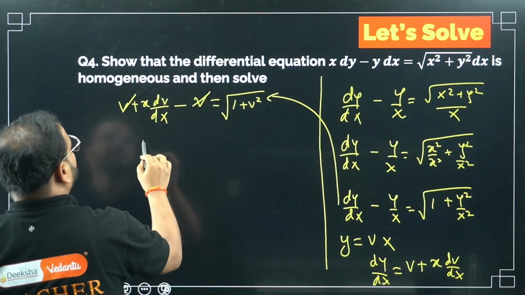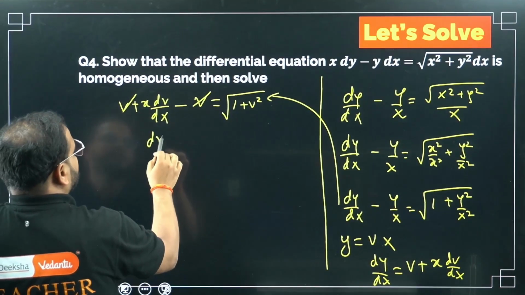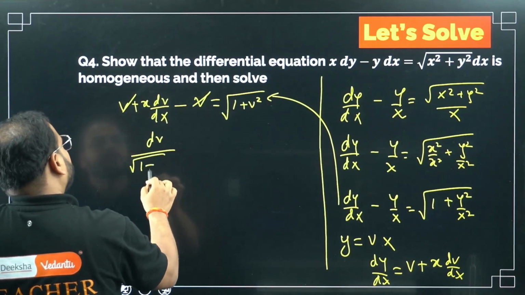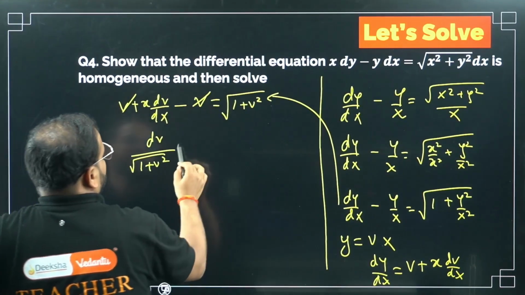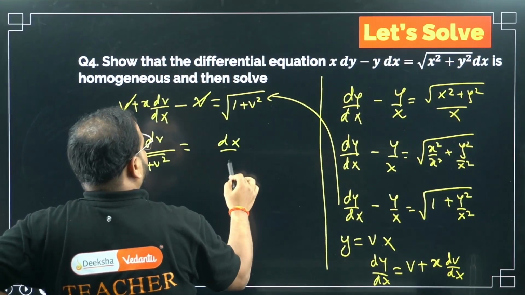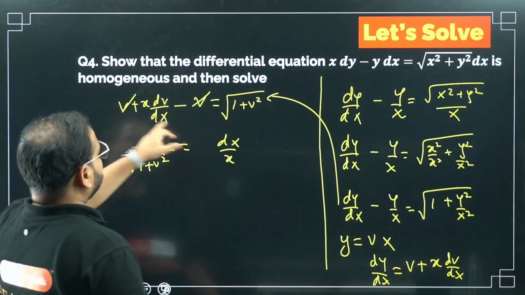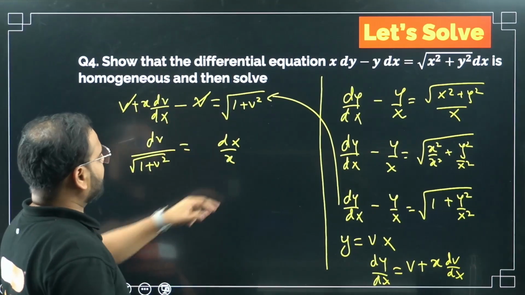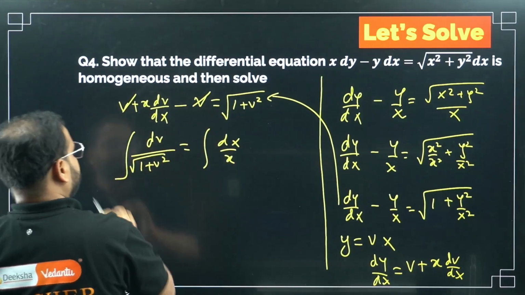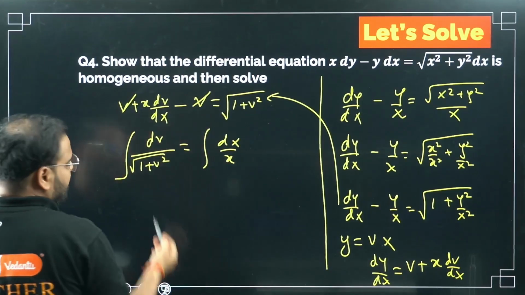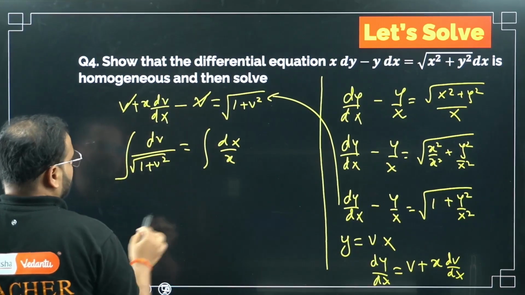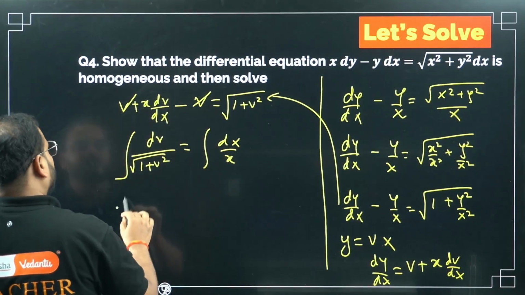What are you going to get? We'll have dv upon 1 plus v square. Okay, this will be dx upon x. Correct? I can bring the dx over here and bring x down. So integrate this now. What is this going to be? This is standard. Both are the standard result.